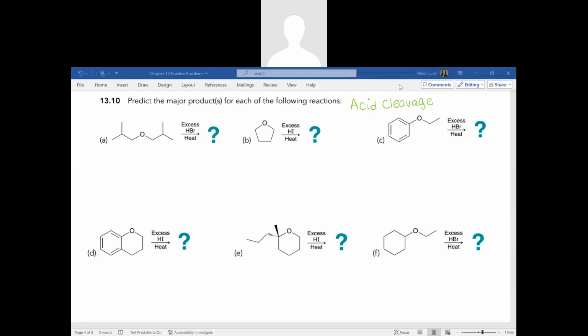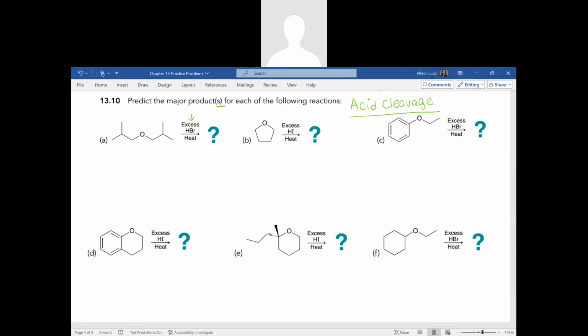In problem 10 from chapter 13, we are asked to predict the major product or products for each of these following reactions. The reactions in examples A through F are all examples of acid cleavage type reactions. So that's what we're going to see. We have our ethers and then an excess of HBr and heat in example A here.